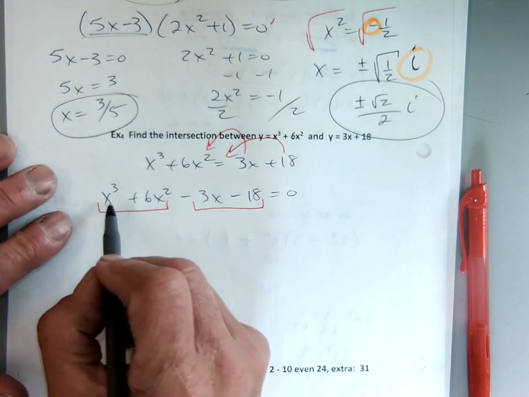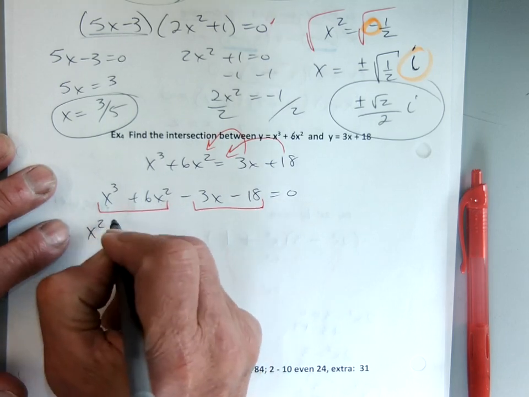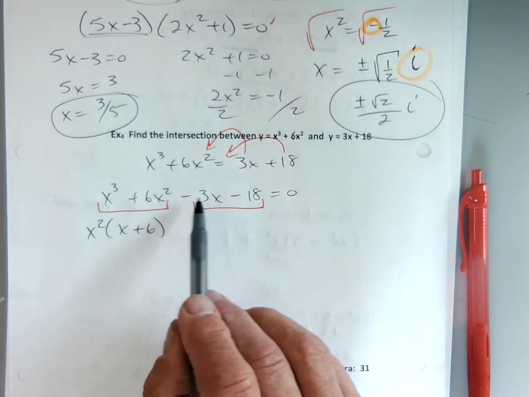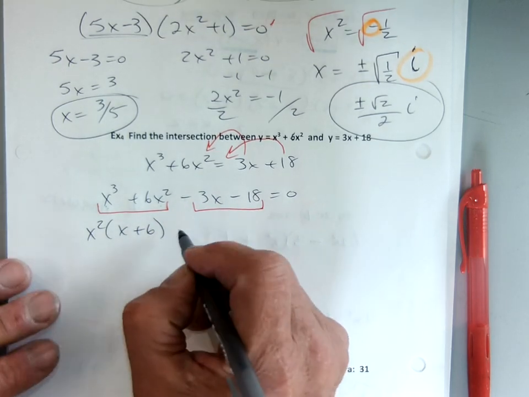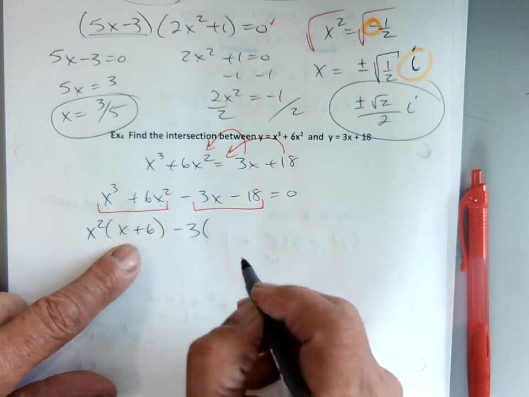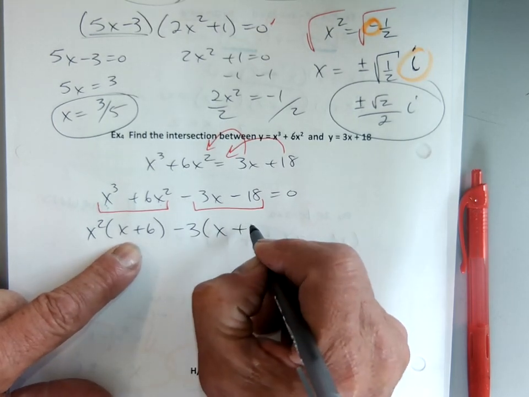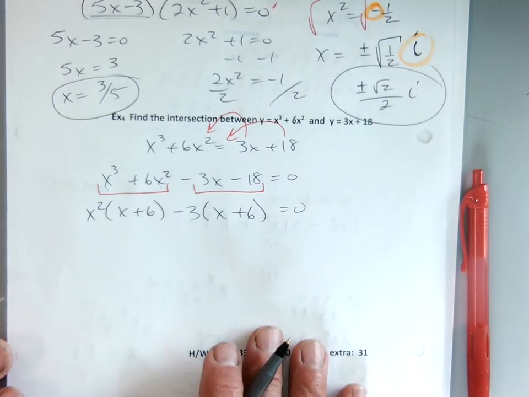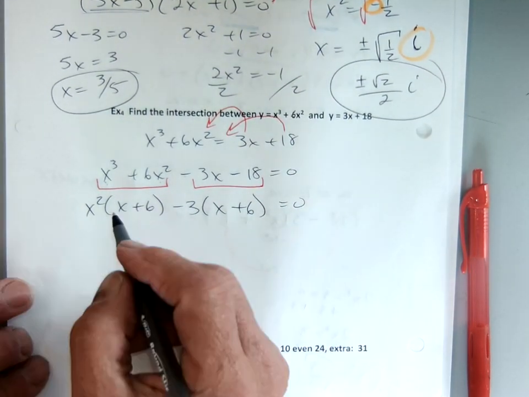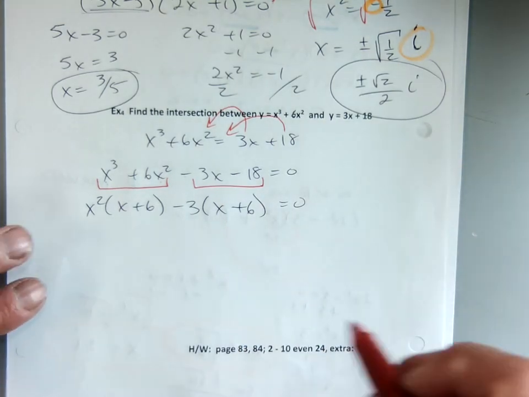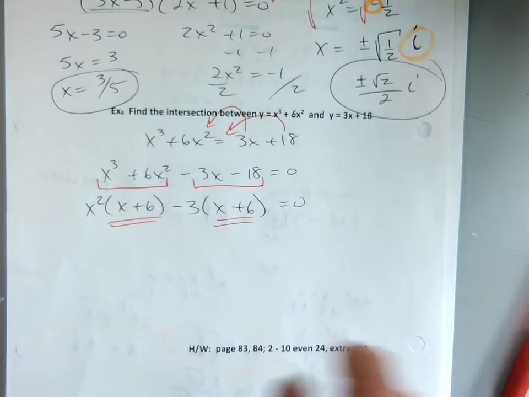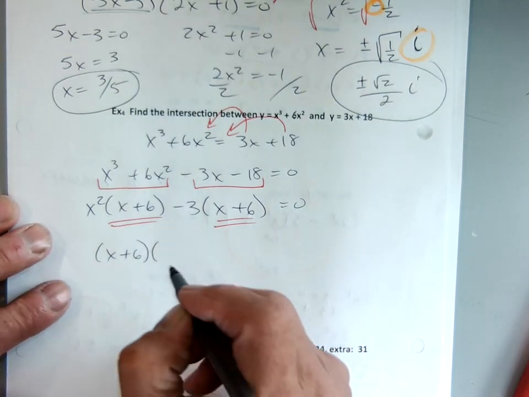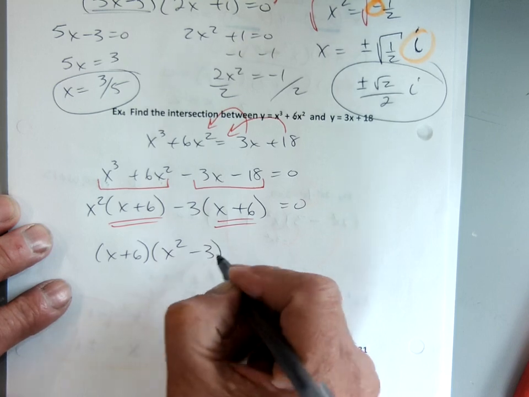Common factor out an x squared, right? I'd have an x plus 6. Kai, what am I going to do? You said it. Negative 3. Take out a negative 3, and it should make the same expression, x plus 6, because I factored out the negative, right? I'm going to factor by groups, and I'll have x plus 6 times x squared minus 3 equals 0.